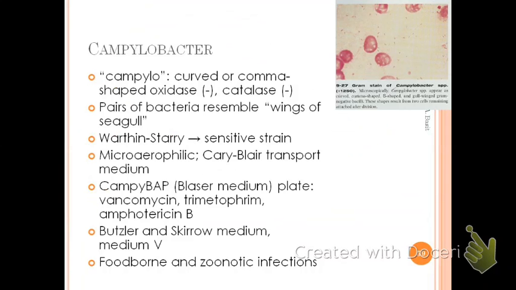The term campylo refers to organisms that are curved or comma shaped. Since there are two comma shaped organisms together, it appears like a seagull, or the wing of a seagull.